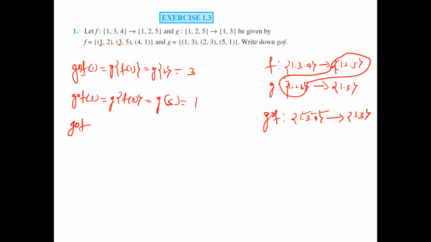Next 4. G of F of 4. G of, what is the F of 4 value? F of 4 value is 1. What is the G of 1 value? G of 1 value is 3. So our answer, I told already, we'll get the answer is always 1 and 3. So this is the required answer. Please note down. Next time move to the next slide.